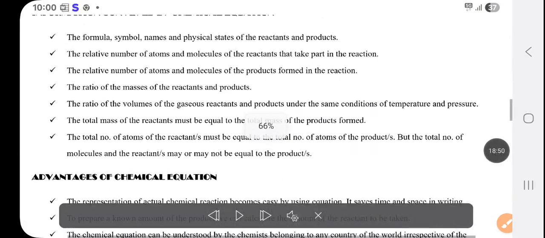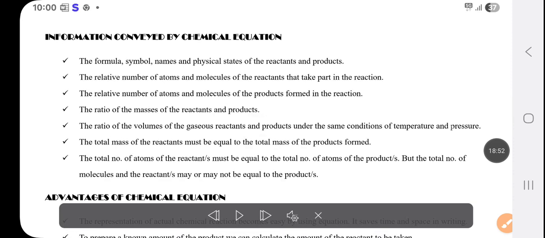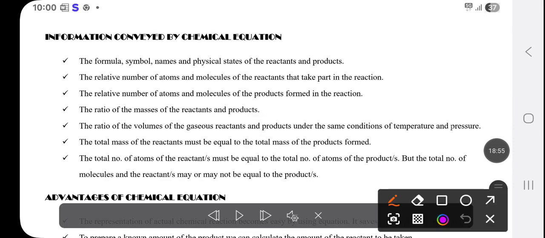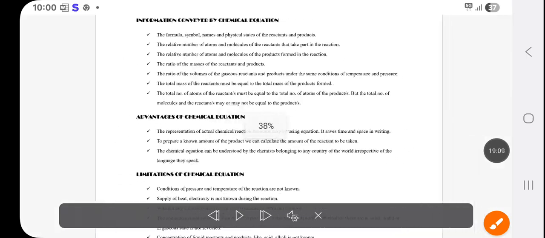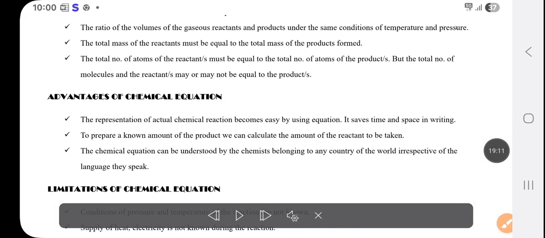This is already information that is a great advantage of the chemical equation, but there are also some normal advantages that we will learn now. The representation of an actual chemical reaction becomes easy by the equation. It saves time and space in writing, as I told you before. To prepare a known amount of product, we can calculate the amount of reactant to be taken.